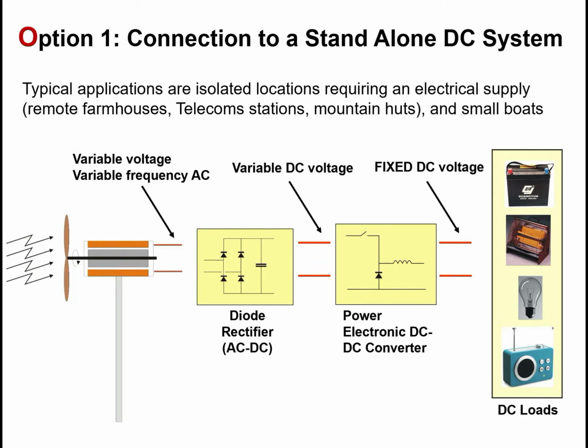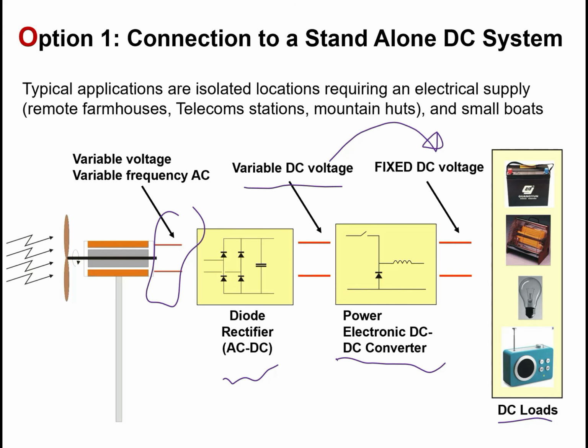So what would happen in this case? The stator is going to produce a variable voltage and variable frequency AC output, because the wind changes the speed. In order to change the variable AC to variable DC, we will need a diode rectifier component. And in order to change the variable DC into a fixed DC that is suitable for DC loads, we will need a power electronic DC to DC converter.